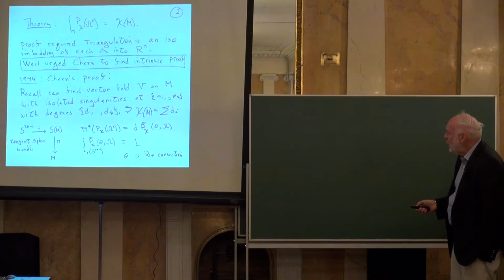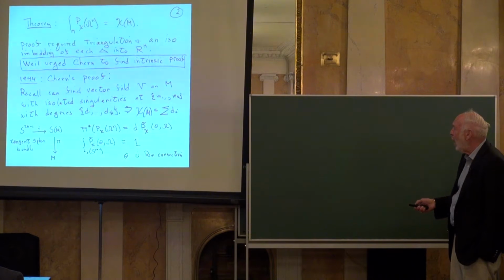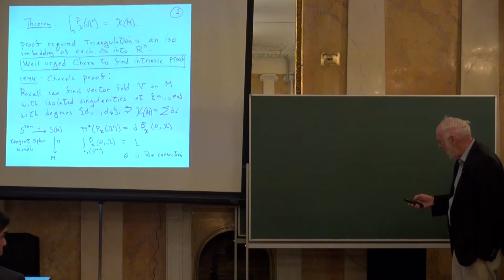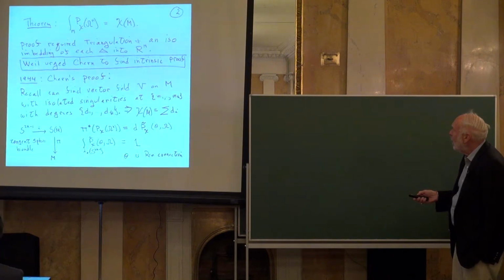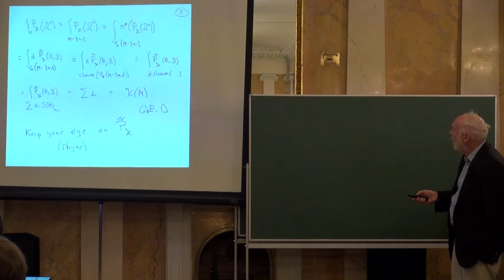Moreover, when you restricted this form, which was of course a 2n minus 1 dimensional form, to the fiber, it was normalized so that its integral was 1. Okay? And d of it was the pull-up of the characteristic form. So here was Chern's proof.